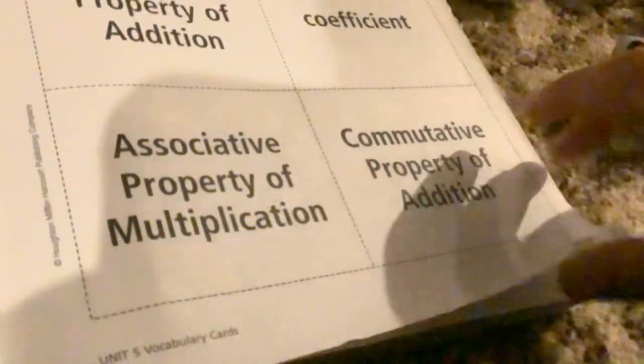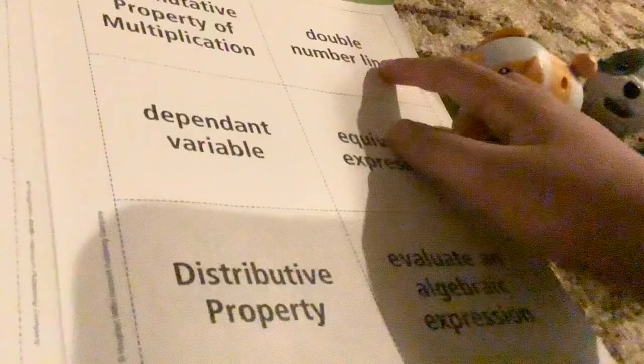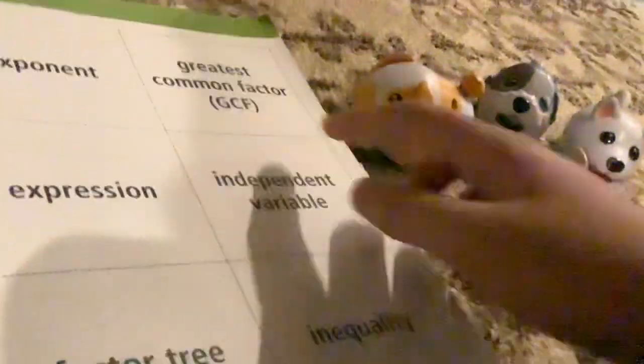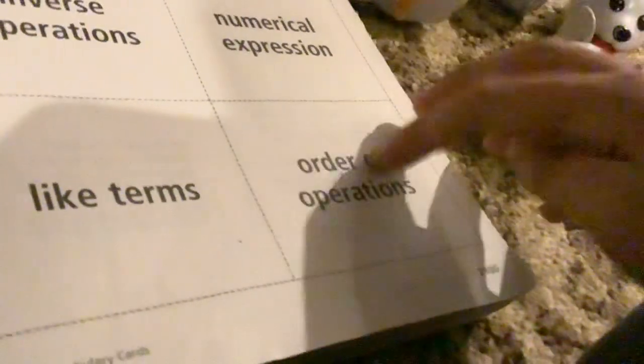Algebraic expression, associative property of addition, associative property of multiplication, base of a power, coefficient, commutative property of addition, commutative property of multiplication, dependent variable, distributive property, double number line, equivalent expressions, evaluate an algebraic expression, exponent, expression, factor tree, greatest common factor, independent variable, inequality, infinite, inverse operations, like terms, multiplicative inverse, numerical expression, order of operations, power, prime factorization, simplifying expression, solution of an equation, solution of an inequality, solution set, solve, term, and variable.